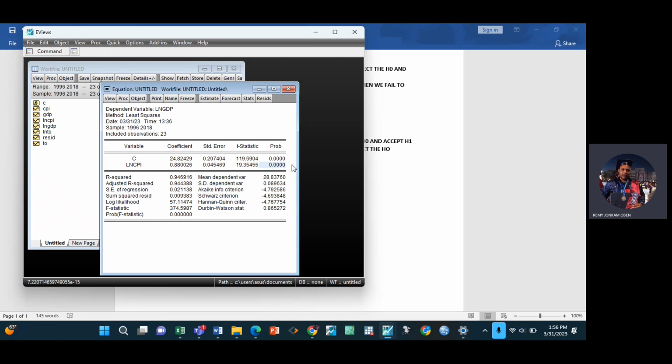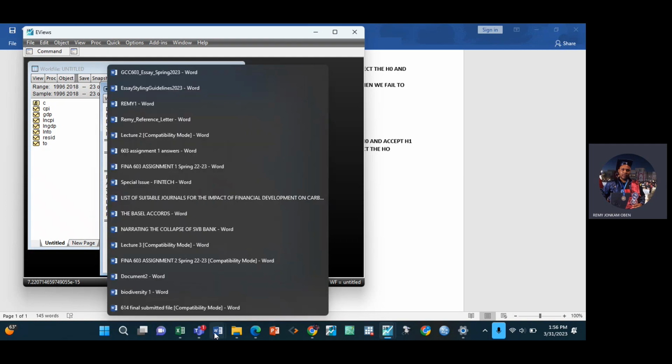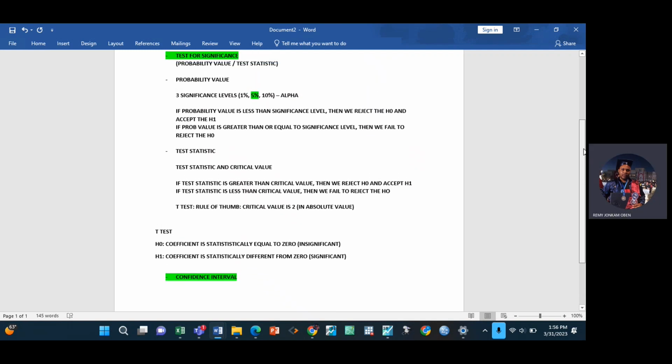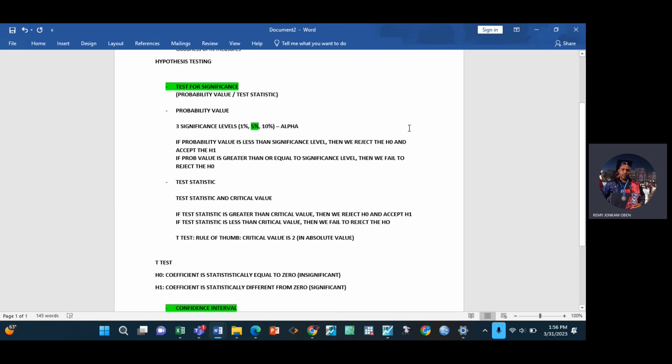So we are checking this probability value. This probability value is 0.00, which is 0. Let's say our significance level is 5%. 0 is less than 5%, right? So if 0 is less than 5%, what should we do? Look, if the probability value is less than the significance level, then we reject the null and accept the alternative. So since our probability value of 0 is less than the 5% significance level, we are going to reject the null and accept the alternative. We will reject the fact that it is insignificant, and we will accept the fact that it is significant.